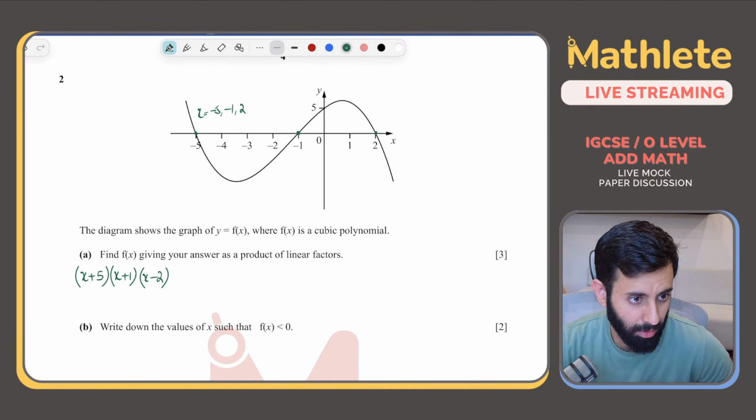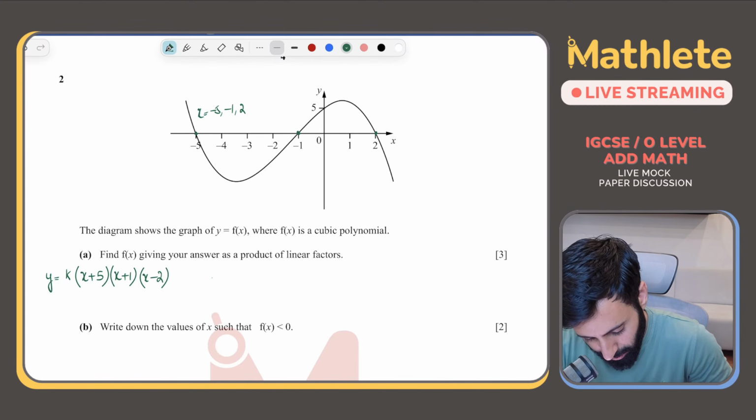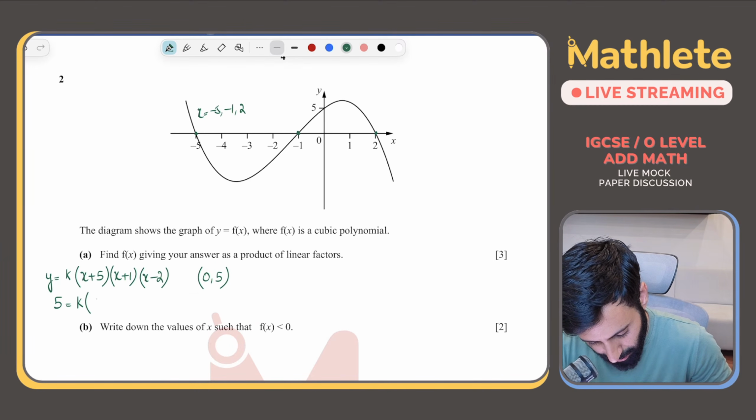Okay, now this is y equals, and then we always put a k. Now, in order to find out the value of k, we need a point through which the curve is passing other than the x-intercept. So we're going to go with 0, 5. So we're going to plug in 5 in place of y, and we're going to plug in 0 in place of x. So 0 plus 5, what's that equal to?